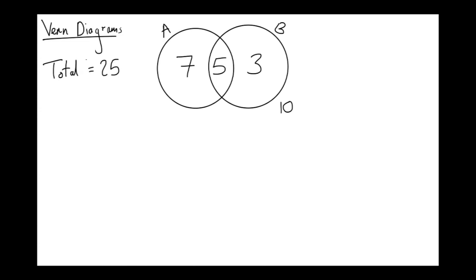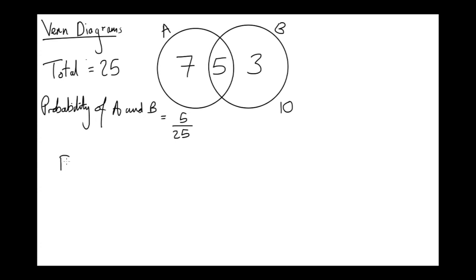Now if I want to know what the probability from this diagram is of choosing A and B, I might say probability of A and B. But this is quite a lot of writing, and I might want a better way of writing this. We know the answer that we're aiming for is 5 out of 25. But you probably won't be asked like this. You'll probably be asked this.